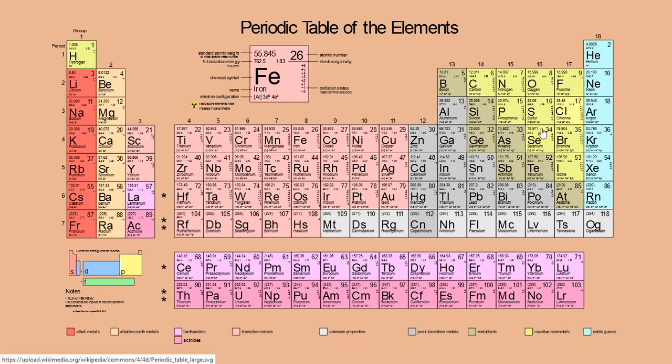Next, as we go down the group, again with respect to size, we know the atomic radius increases as we go down the group. So this means that as we go down the group, the ionization enthalpy will decrease. Now, let's look at the second period alone.